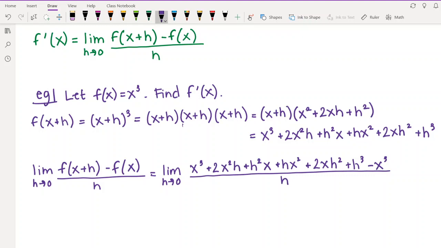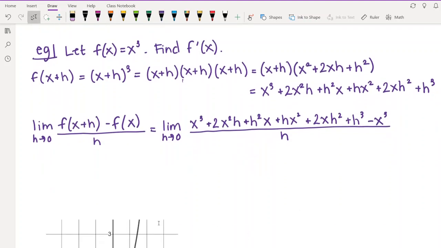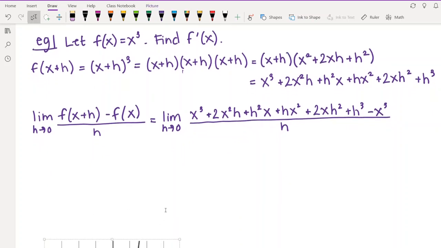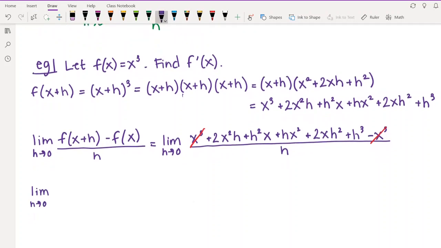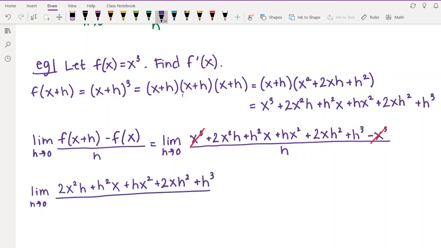So what you might notice here is that, just like on some earlier problems that we've seen, the parts that don't have h's in them are going to cancel out, right? We have an x cubed here, we have an x cubed here, and so everything that we're left with is going to have an h. So we have the limit as h approaches 0 of 2x squared h plus h squared x. I know this one is kind of a lot. Plus hx squared plus 2xh squared plus h cubed, dividing that by h.